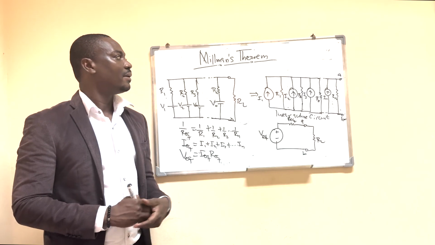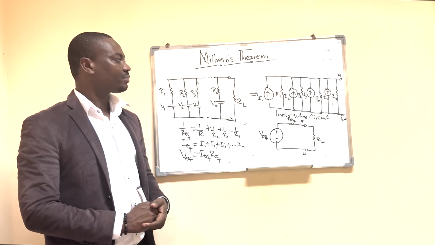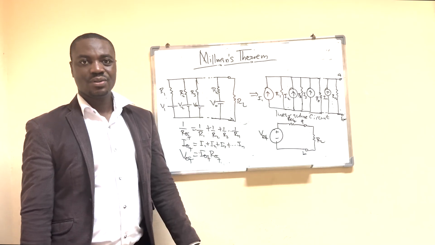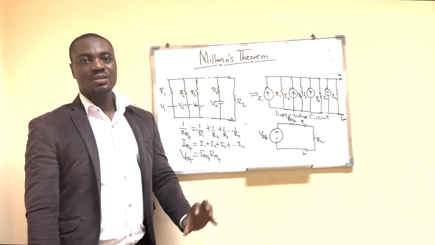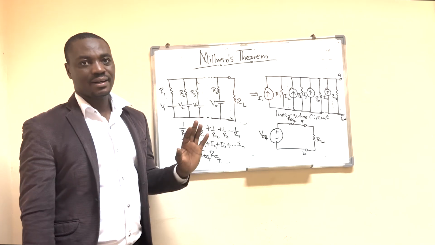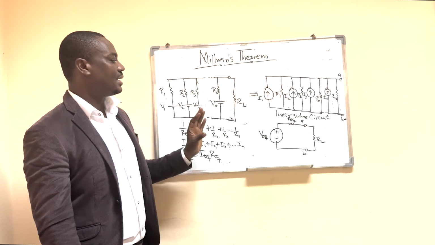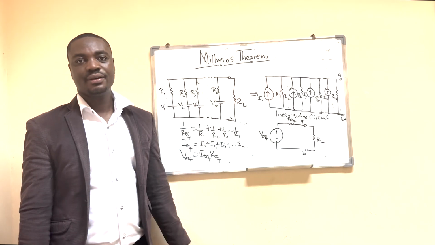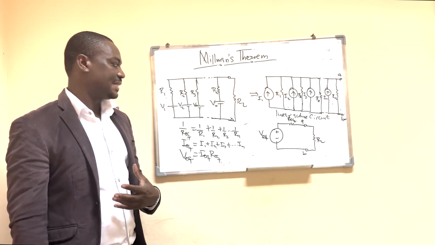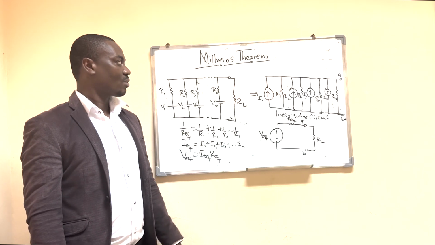Regarding Millman's theorem, right? So we have this theorem, which is very important when it comes to a circuit diagram, especially if we are trying to find the current passing through a load resistor in the circuit diagram. This theorem can be very useful in that regard. How do we use this Millman's theorem?